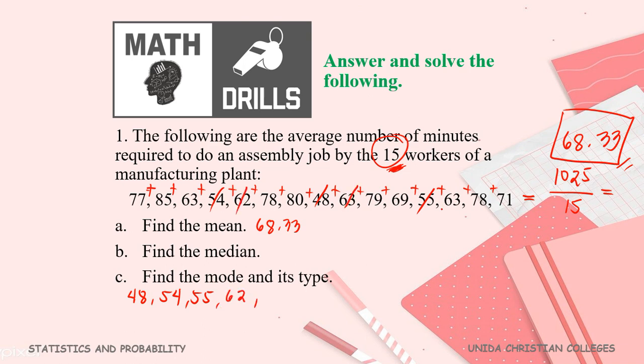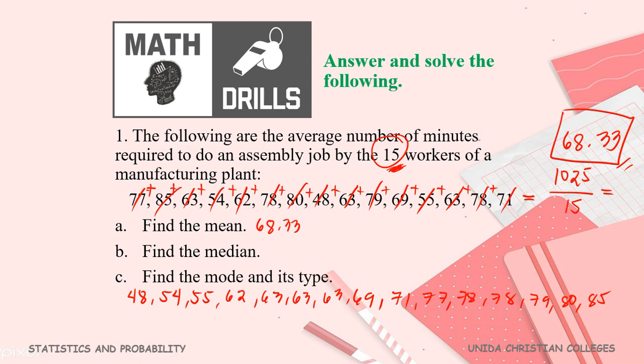And then, ilan yung 63 natin? 1, 2, 3, tatlo. And then, sunod po ay, ano na sunod kay 63? We have 69. Next is 71. After 71, we have 77. Next is, ilan po yung 78? Dalawa. After 78, we have 79 muna. After 79 is 80. And then after 80, we have 85. Ayan. Nag-arrange na po natin siya from lowest to highest.